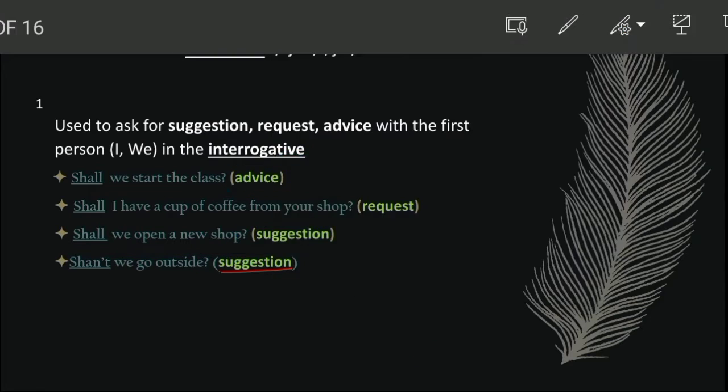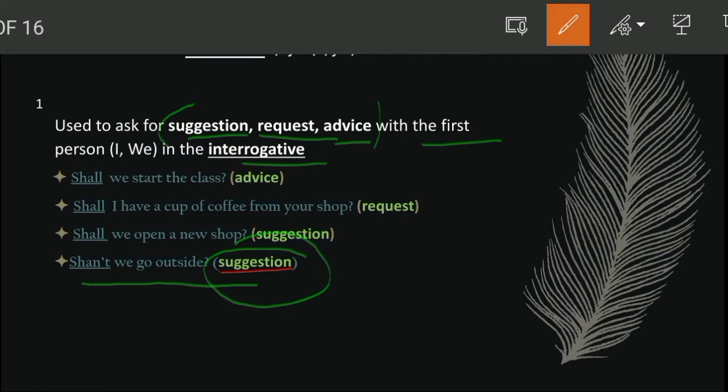Our another example is this: Shan't we go outside? Here it is also an example of suggestion. It means shouldn't we go outside? Shouldn't we go outside means should we not go outside? So these are examples of shall used in the meaning of suggestion, request and advice. You have to keep in mind that we can use shall with the meaning of suggestion, request and advice with the first person in interrogative sentences, and here the first person is I and we.